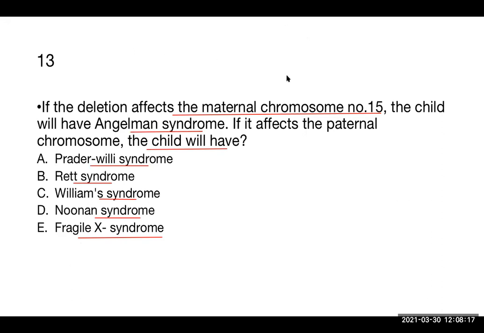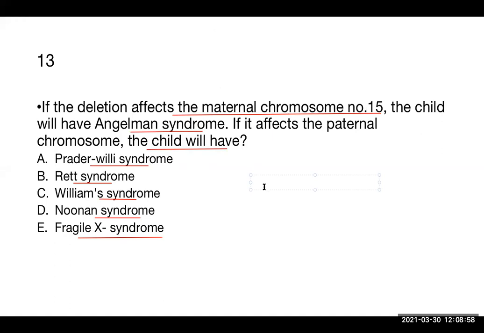Option A, Prader-Willi syndrome. Okay, Prader-Willi syndrome. Why? Can you give a bit of what you know? Sir, the question is asked, like if deletion of chromosome number 15 from the maternal side occurs, then Angelman syndrome occurs. If the same thing happens to the paternal side, then Prader-Willi syndrome occurs. Exactly. Now that is quite acceptable. You need to remember this. There is no proper explanation, but what happens in Prader-Willi syndrome?